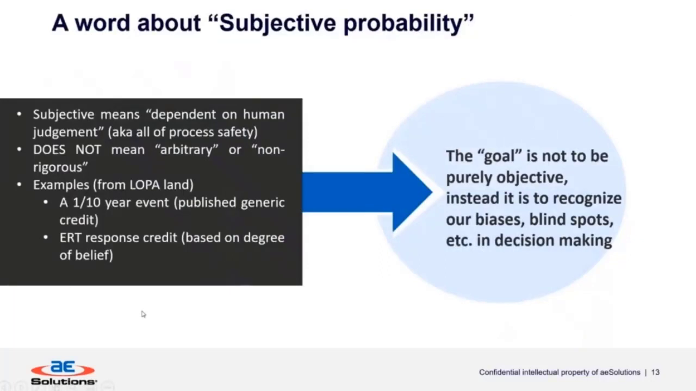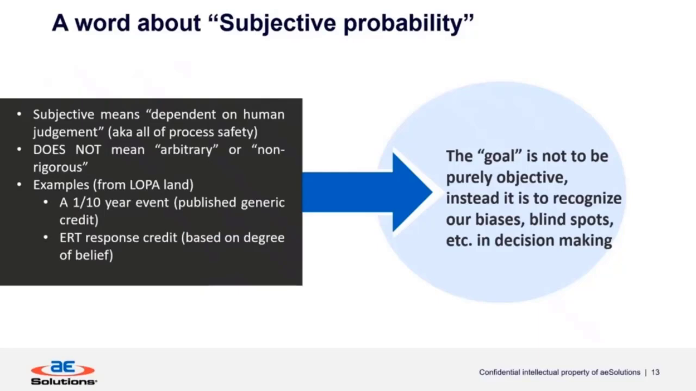Okay. A word about subjective probability, because Bayesian statistics is subjective. Engineers hate this because it's subjective, but subjective just means dependent on human judgment. All of process safety is dependent on that, every bit of it, and it goes back to that degree of belief when we make decisions and judgments and choices. There's always a degree of belief. Very, very rarely are things 100% or 0%. There's always that implicit probability involved in decisions. It does not mean arbitrary and non-rigorous.